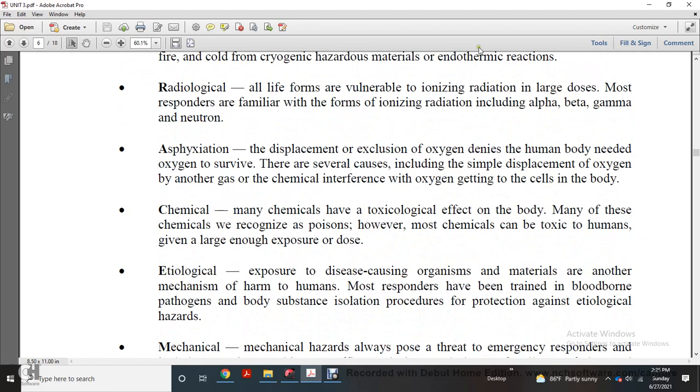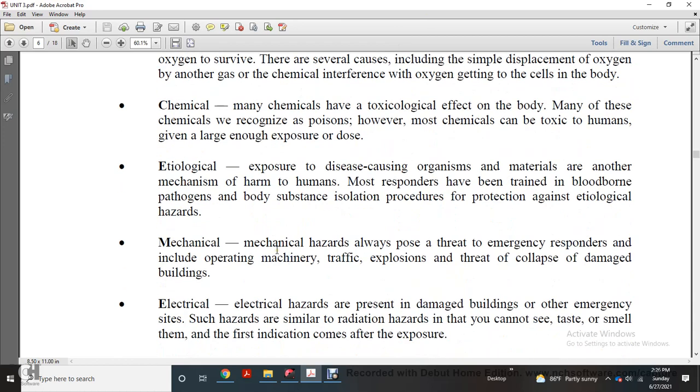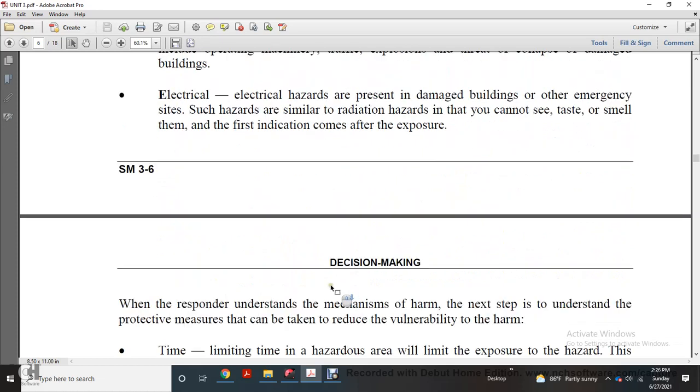Many chemicals have a toxicological effect on the body. Many of these chemicals are recognized as poisons, however, most chemicals could be toxic to humans given a large enough exposure dose. Etiological exposure to disease-causing organisms is another mechanism of harming humans. Most responders have been trained in bloodborne pathogens, using substance isolation and protection against etiological hazards. Mechanical hazards always pose a threat in emergency response, including operational machinery, traffic, explosion threat, and collapse of damaged buildings. Electrical hazards are present with damaged buildings and other emergency site hazards, similar to radiation hazards that you cannot see, taste, or smell. The first indication comes after the exposure.